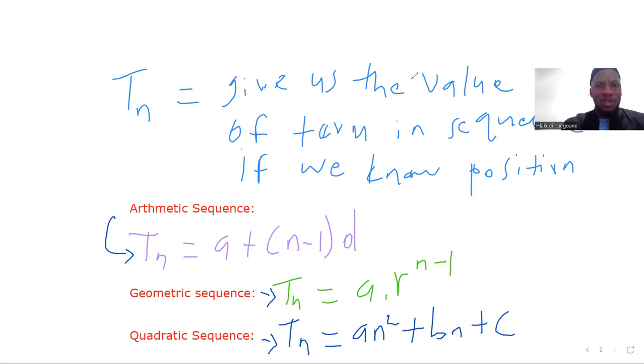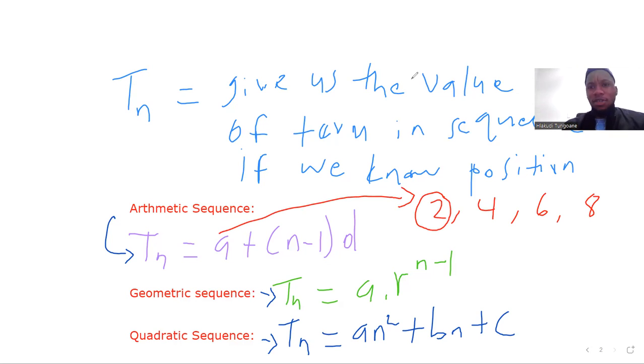Essentially, if our sequence was 2, 4, 6, 8, A in this case will be 2, which is the first term. It's always the first term in your sequence. And then D is the common difference that we talked about, the common difference between consecutive terms. In this case you have 2, 2, 2, which means D is also going to be 2.